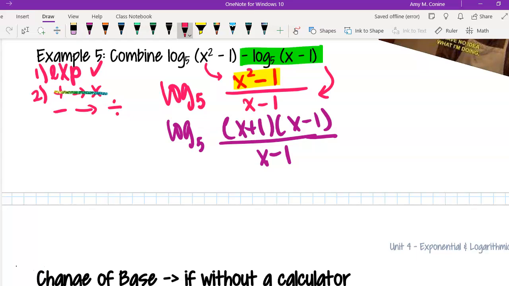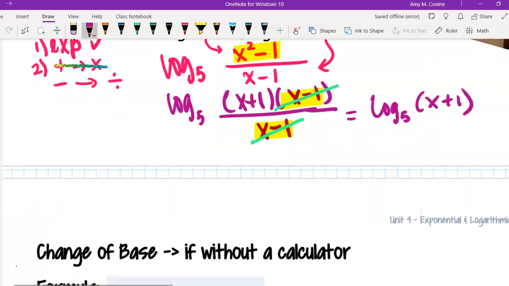So we need to take a look at what we can simplify when we factor. And we actually have x minus 1s that we can cancel because we have one in the top and one in the bottom. So when we do that, we end up with an answer of log base 5 of x plus 1. And that's our final answer for that one. So a lot of our factoring and exponent properties, a lot of that stuff is going to come back, and we need to make sure that we understand how to apply them.